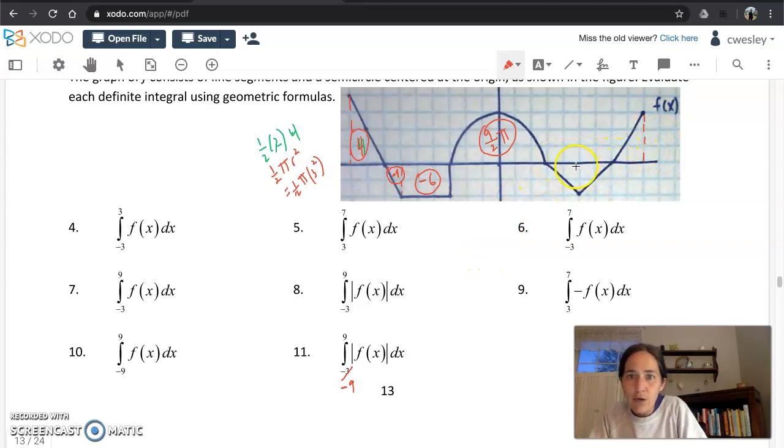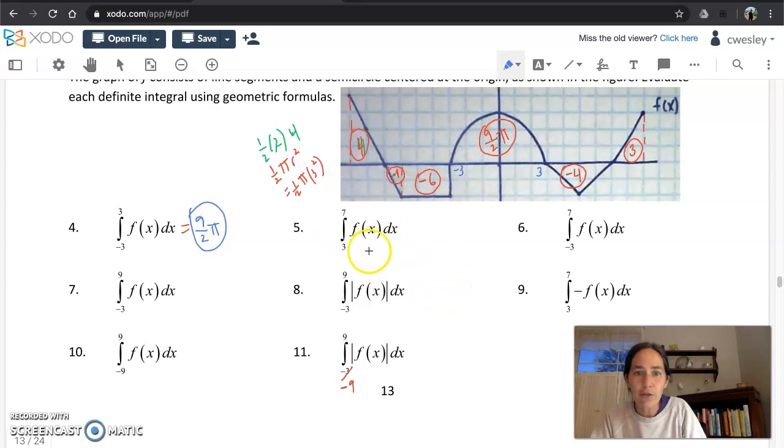What about this one below? 1/2 base times height, 1/2 times 4 times 2, is just the number 4, and we'll call it -4 below the x-axis. How about above the x-axis here? 1/2 times 2 times 3 gives you 3 square units above. And this can all be used. Notice, -3 to 3 is just the area above the x-axis of this semicircle. Here's 3 and -3. So we already got this as 9/2 pi, positive above the x-axis.